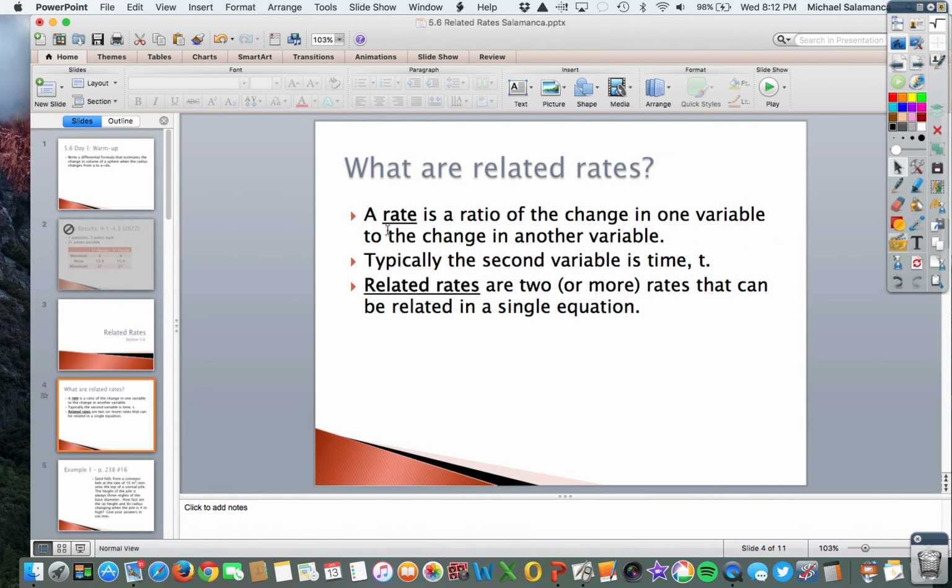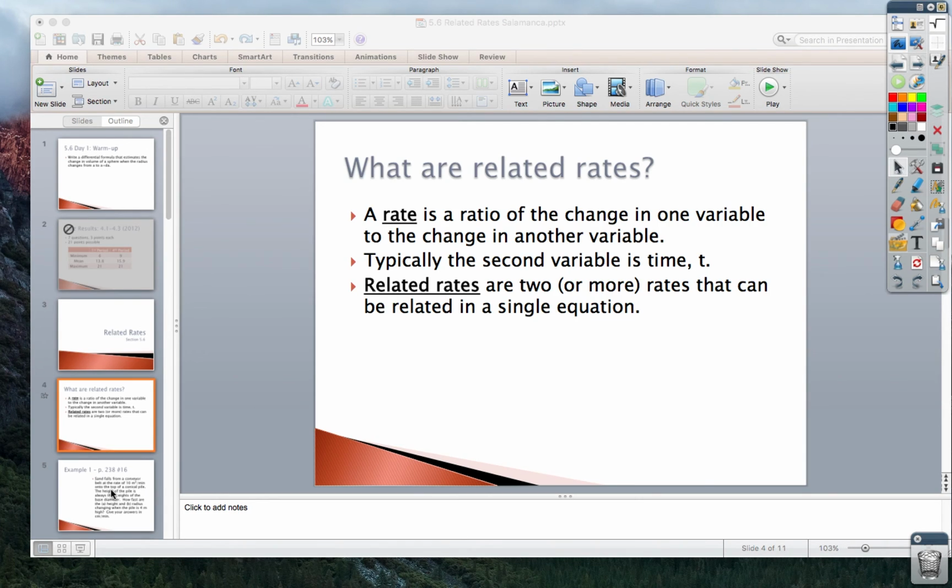So we're going to look at related rates today. Now a rate, just to remind you, is a ratio of the change in one variable to the change in another variable. Typically the second variable is time t. Related rates are two or more rates that can be related in a single equation. So it's very similar to the problems we've been working on over the last couple days.